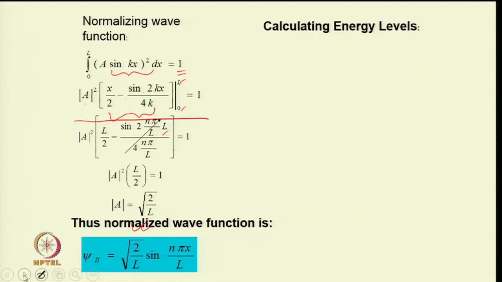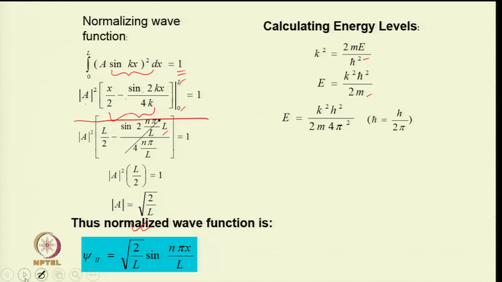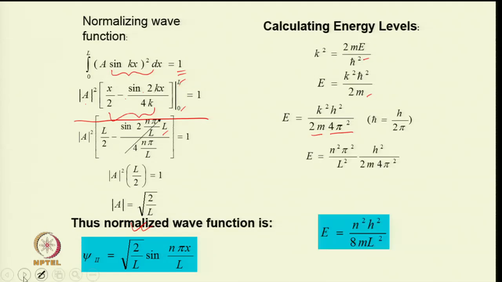Now, let us calculate energy levels. We know that k square is equal to 2mE by h cross square. So, E is equal to k square h cross square by 2m, where h cross is h by 2 pi, then E will be k square h square by 2m into 4 pi square, and k we know will be n pi by L.